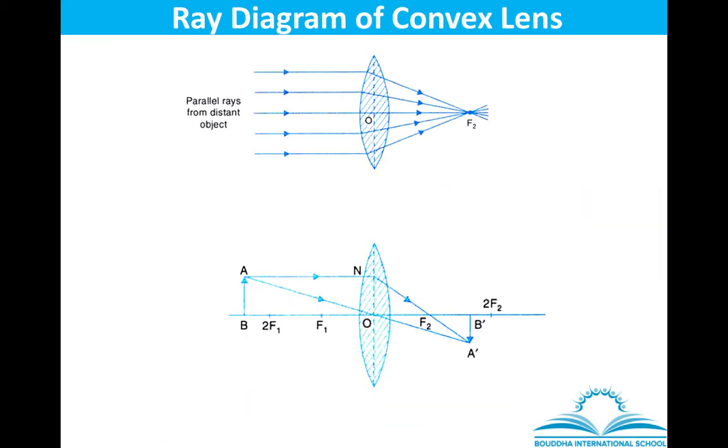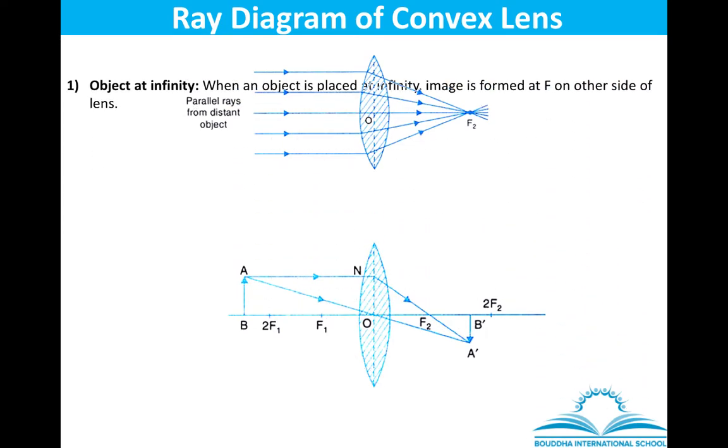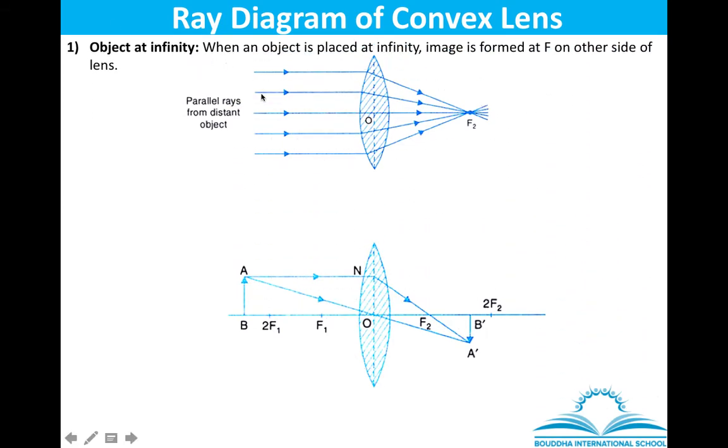Now let's discuss the ray diagram of a convex lens. The first condition is object at infinity. Infinity means a very far distance. So from the far distance, all the time a parallel beam of light will come, and when it passes through the convex lens, it will follow rule number 1. So what will happen? They will pass through the focus. That means the rays of light will meet at the focus. So the image will form at F on the other side of the lens.